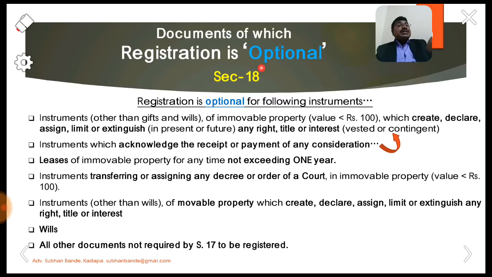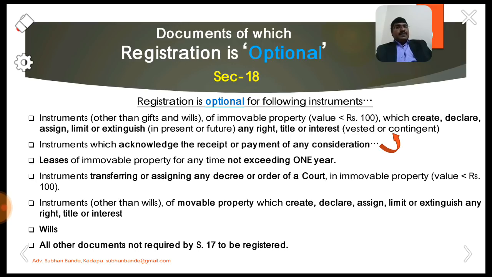Documents of which registration is optional. Simply, we need to remember one thing: if the value of the immovable property is less than 100 rupees, registration is optional. Just by transfer of possession, that is delivery of possession, is enough. Registration is not necessary for any kind of transfer of immovable property whose value is less than 100 rupees. It is a general principle.